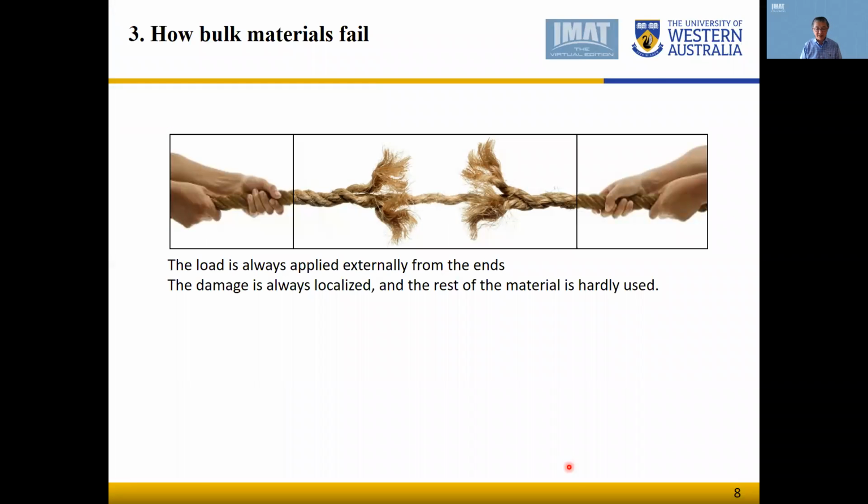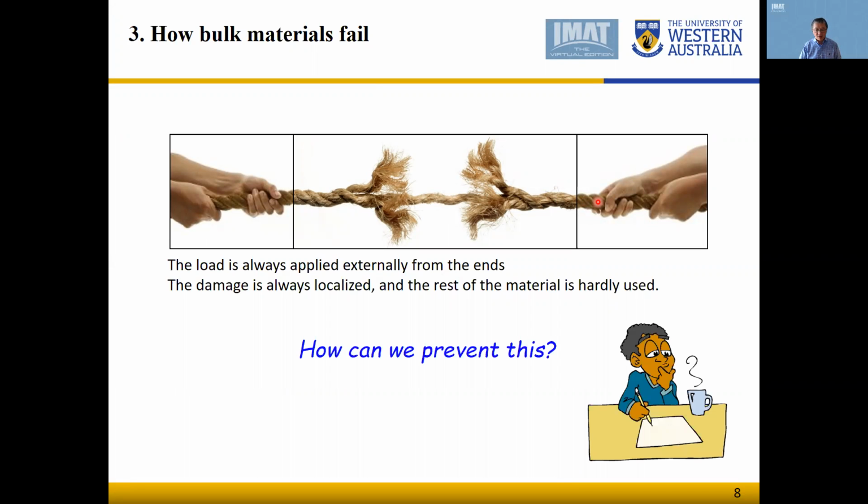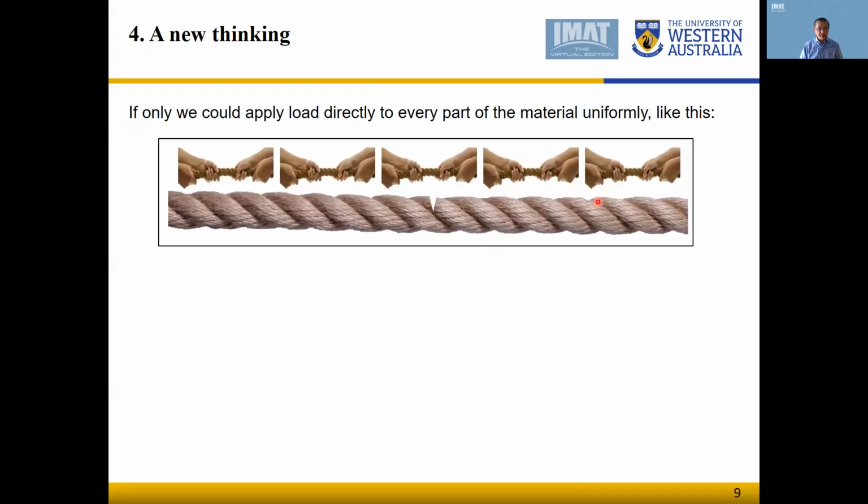It's very much like this: when we pull a rope, the rope always breaks at the weakest point, while the rest of the rope is hardly put to good use. That's not ideal, but how can we prevent this? That's the question. The thinking is that if only we could have many pairs of hands to apply load to every part of the material uniformly like this, then every part can be stretched to its maximum capacity. Even at a weaker point, this will not prevent others from achieving their ideal strength.